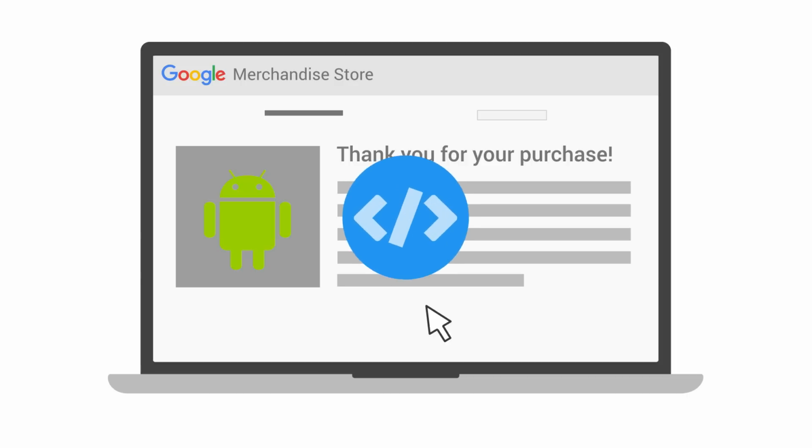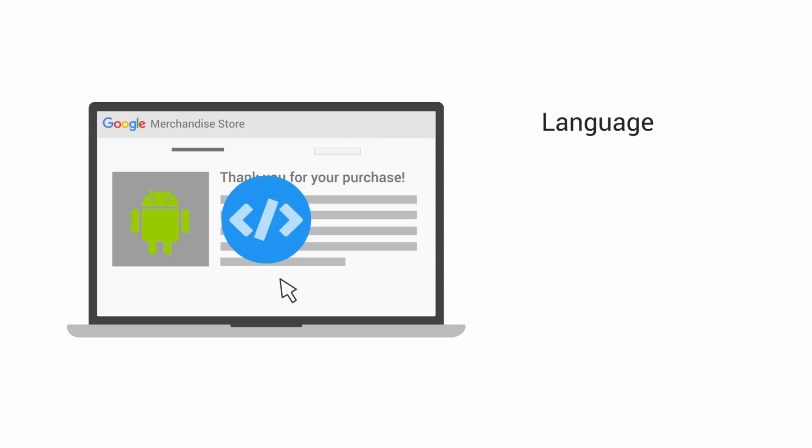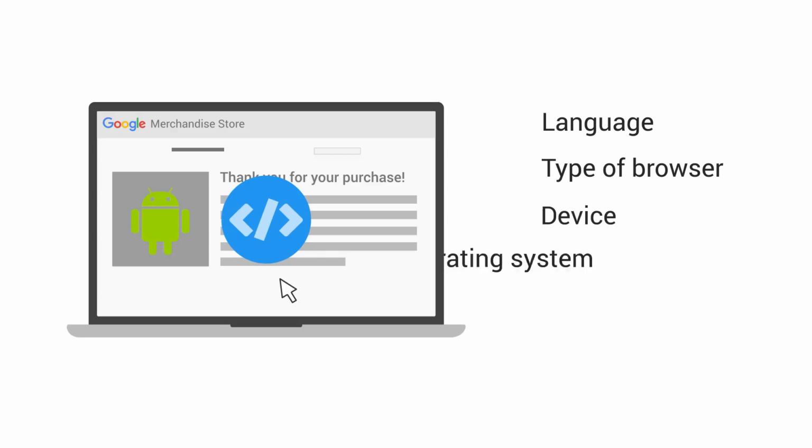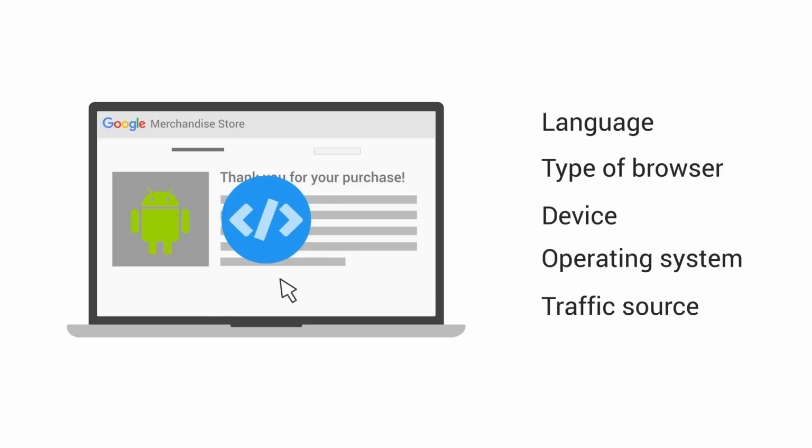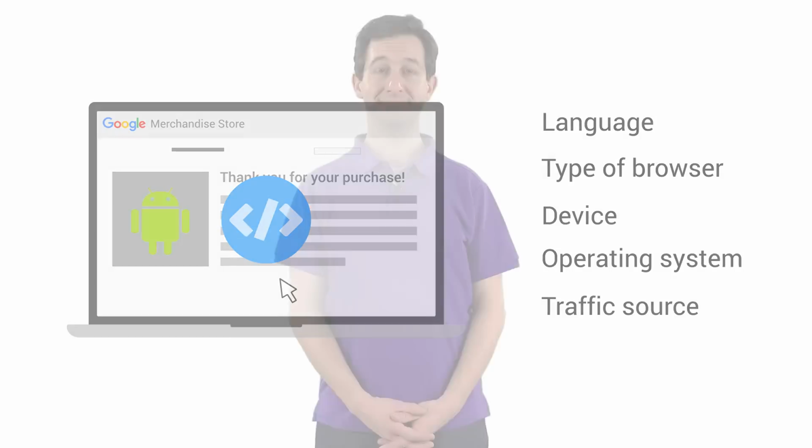But the tracking code will also collect information from the browser, like the language the browser is set to, the type of browser, such as Chrome or Safari, and the device and operating system used to access the Google Store. It can even collect the traffic source, which is what brought users to the site in the first place. This might be a search engine, an advertisement they clicked on, or an email marketing campaign.